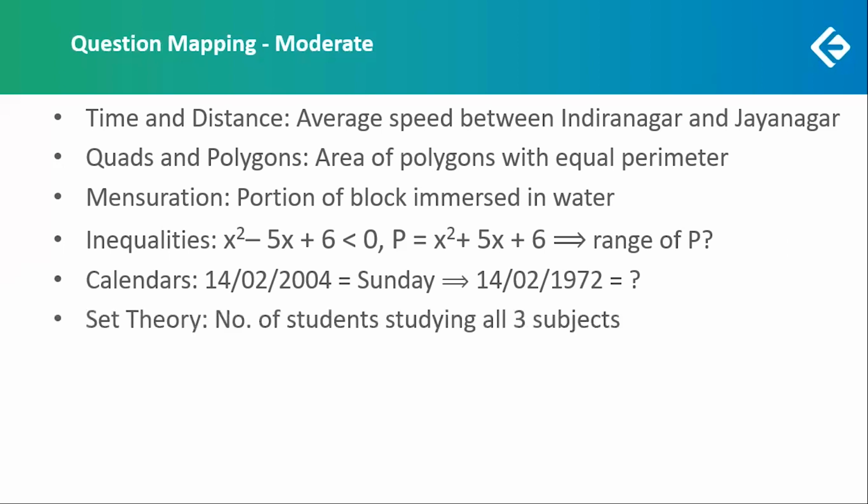A question on set theory was given where we had to find the number of students studying all 3 subjects. The data given was the number of students studying exactly one subject, the number of students studying exactly 2 subjects, and the total number of students enrolled in all 3 courses.